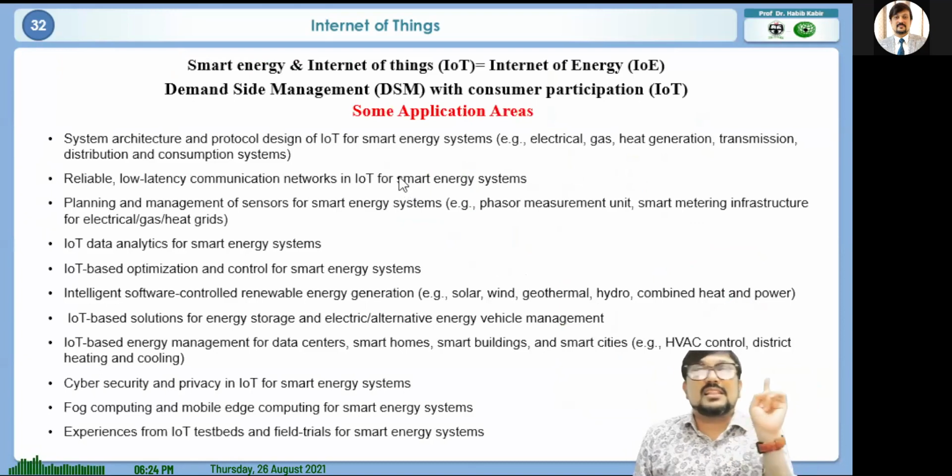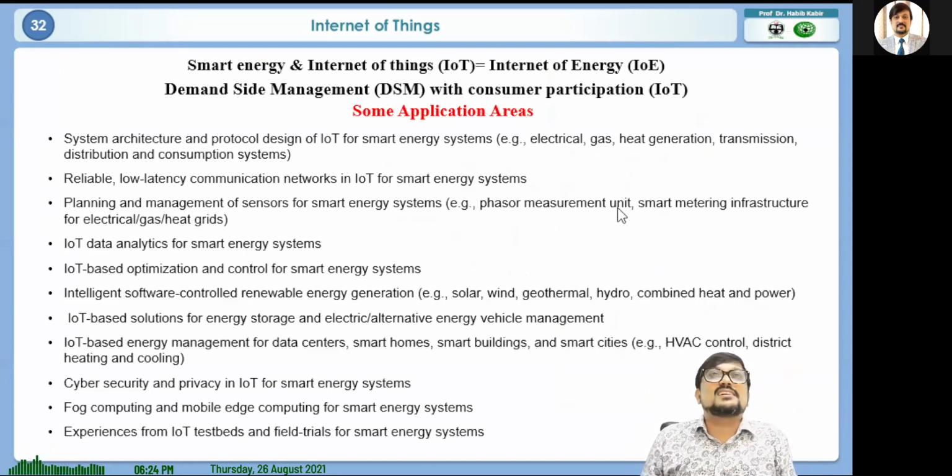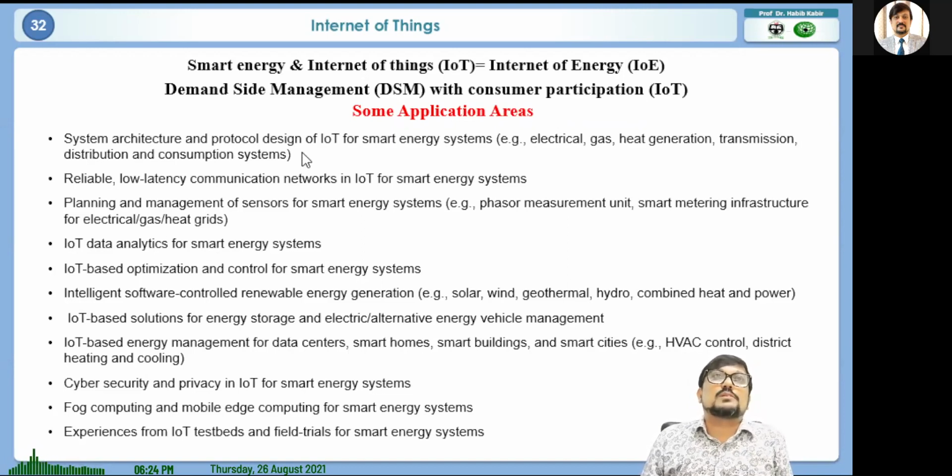Okay, so this is the second to last slide. I am showing you, because somebody is very eager to know what kind of research we will do. So I am just giving you some research topics. These are research topics related to the Internet of Things, demand side management with consumer electronics, customer participation, and other things. I can read out some: system architecture and protocol design of IoT smart energy systems for electrical, gas, heat generation, and other things.